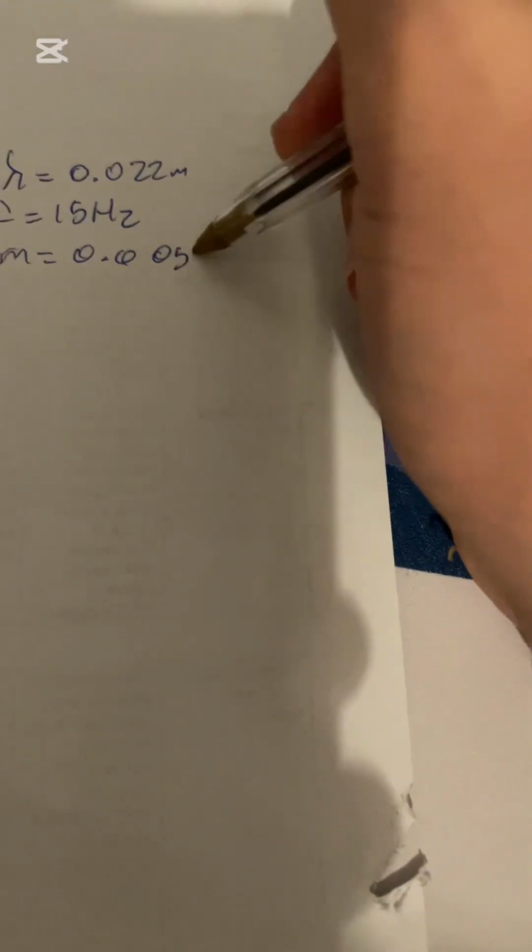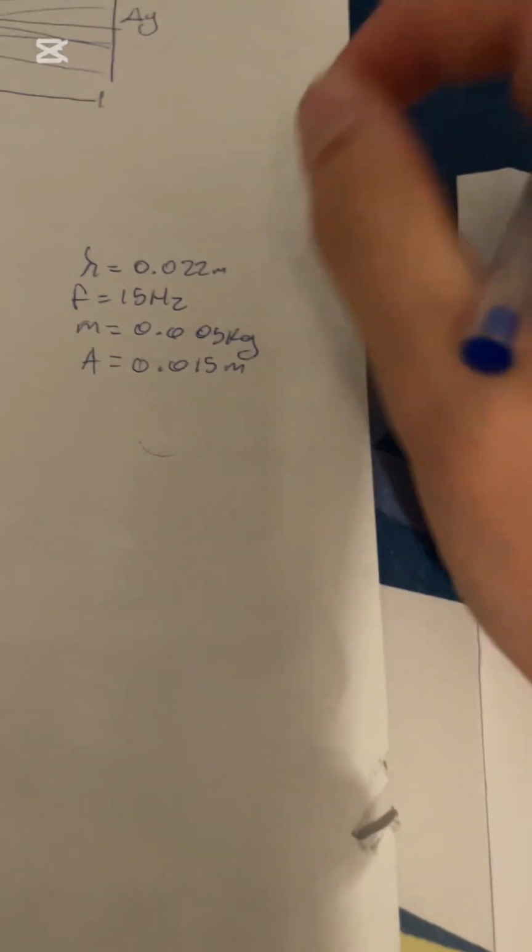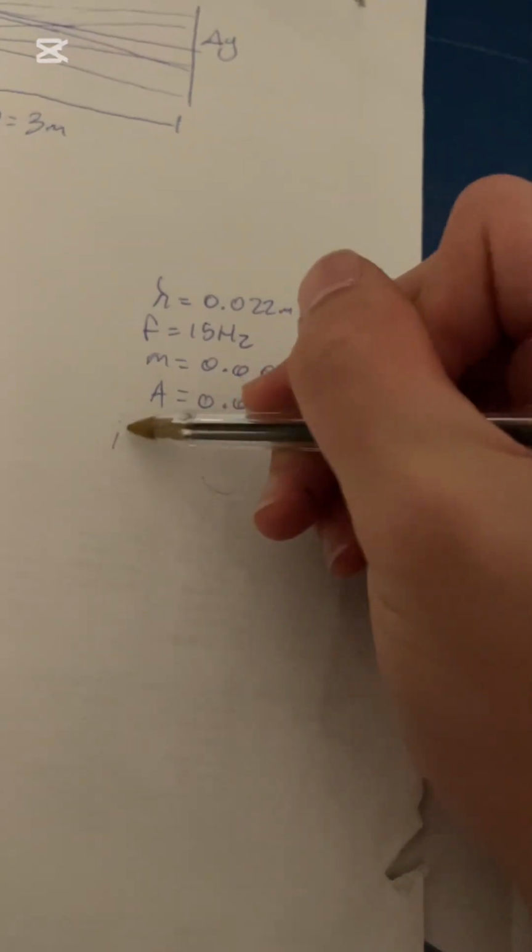You thought I was done, didn't you? Bonus round! Okay, so for the wave tank using a simple harmonic oscillator experiment, the information given to us is that lambda is equal to 0.022 meters. The frequency is 15 hertz. The mass of the ball is 0.005 kilos, and the amplitude is 0.015 meters.